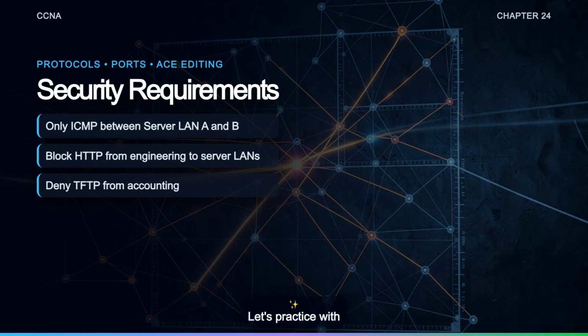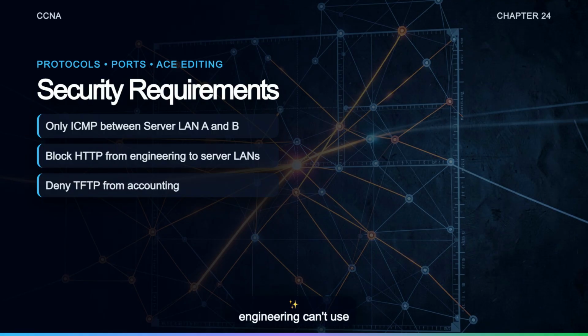Let's practice with a real scenario. Three server LANs, engineering and accounting departments. Three requirements from the security team. Requirement 1. Only ICMP between server LAN A and B. We need two ACLs, one for each direction, permitting ICMP but denying everything else between those subnets while allowing traffic to other destinations. Apply them inbound on the server-facing interfaces of Router 2.